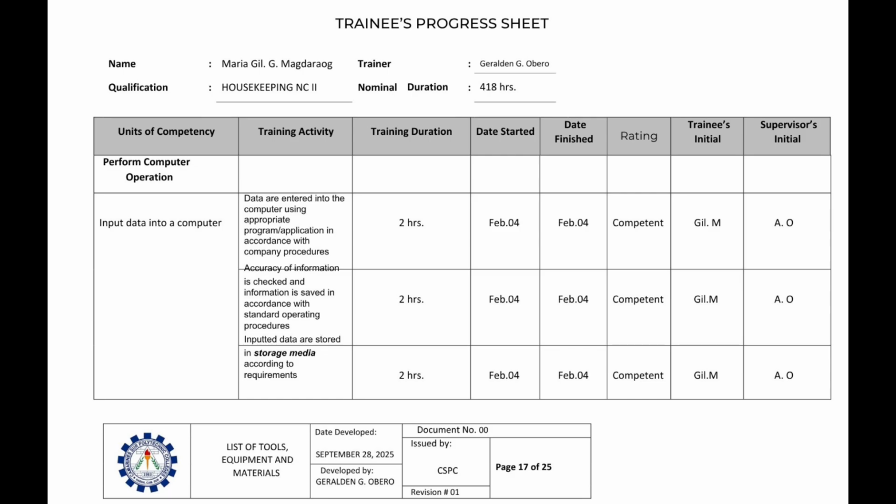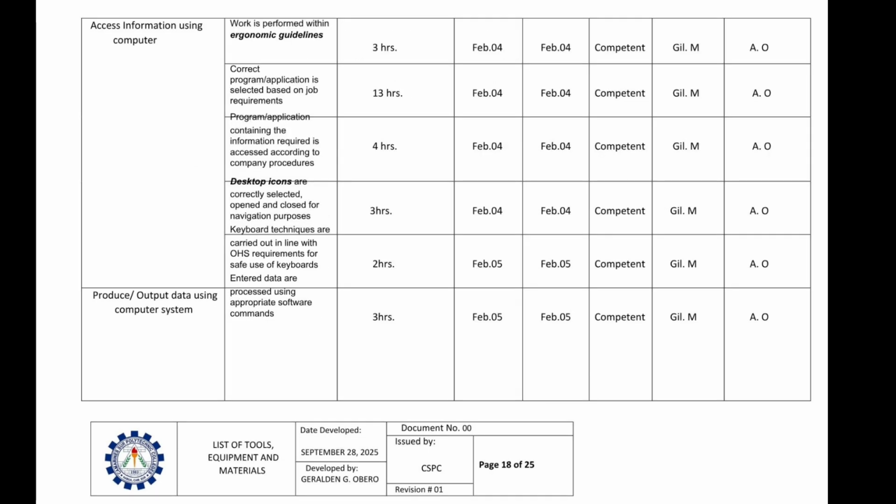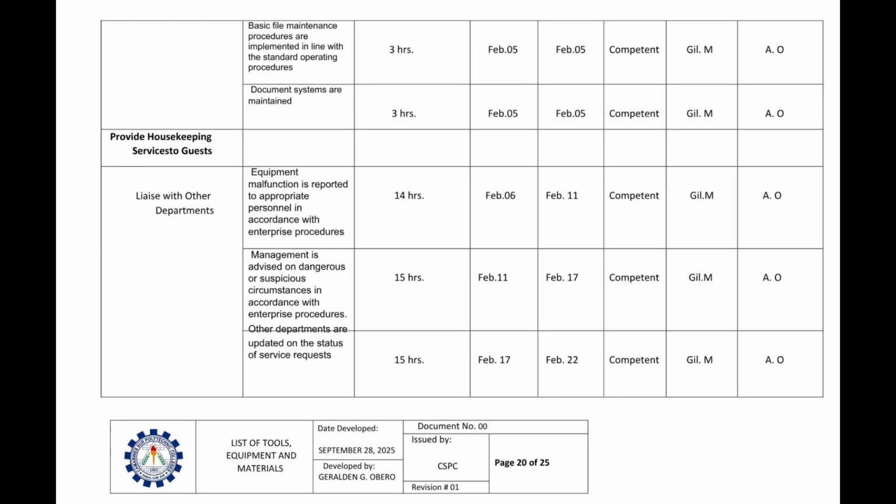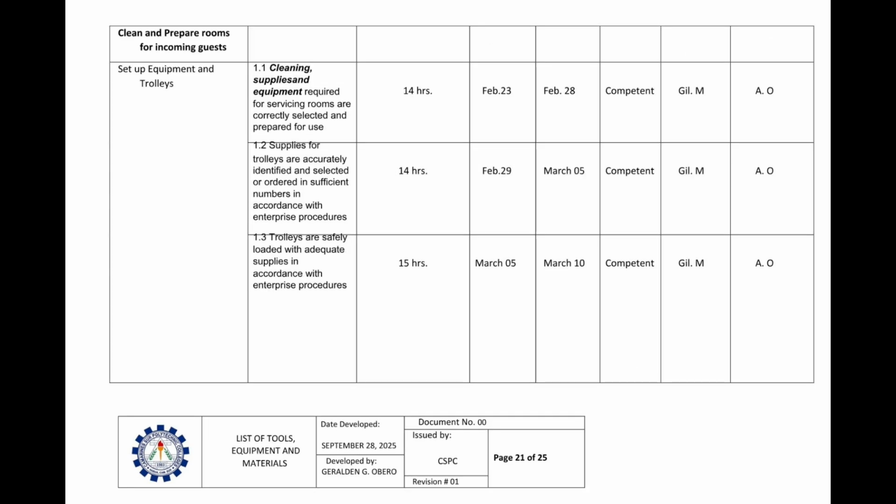I also include access information using a computer, produce output data using a computer system, maintain computer system, and another competency, which is provide housekeeping services to guests, with the learning outcome liaise with other departments. Another unit of competency is clean and prepare rooms for incoming guests, and set up equipment and show list, which is the learning outcome. Unit of competency: laundry, linen, and guest clothes. The learning outcome we have is perform laundering functions.